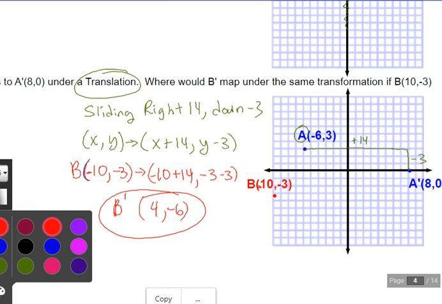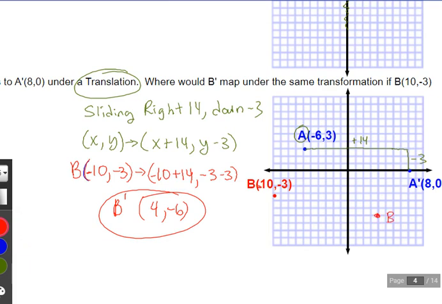There's my B prime. If we confirm by counting, we should go over 14: 1, 2, 3, 4, 5, 6, 7, 8, 9, 10, 11, 12, 13, 14, and then down 3, 1, 2, 3. So we added 14, then dropped 3, and B prime is precisely at (4, -6). Oh man, lots of mistakes there, guys. Sorry about that. Again, a weird skill, but one you have to demonstrate knowledge of.